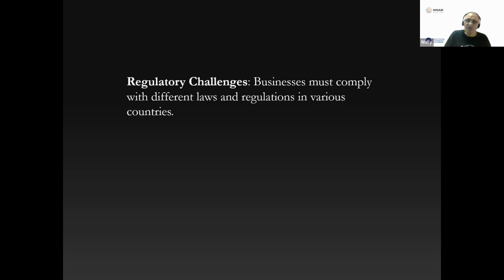Regulatory challenges. Businesses must comply with different laws and regulations in various countries, not only from the health department but the immigration department. All of these countries are subject to approval to enter unless they have a seaman's book.